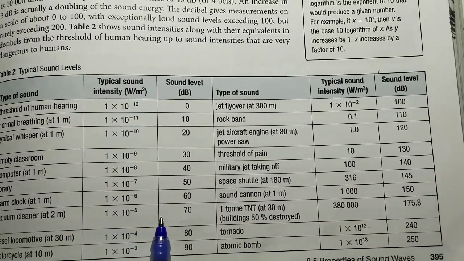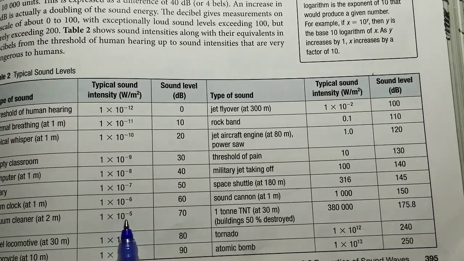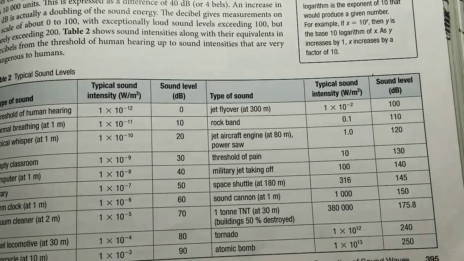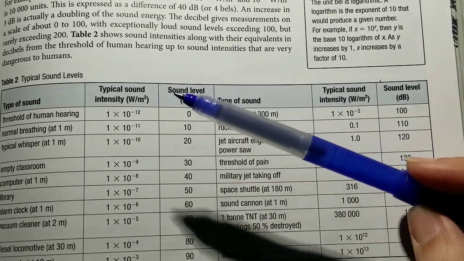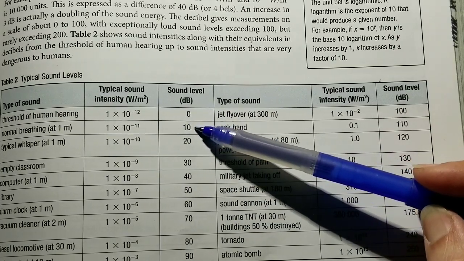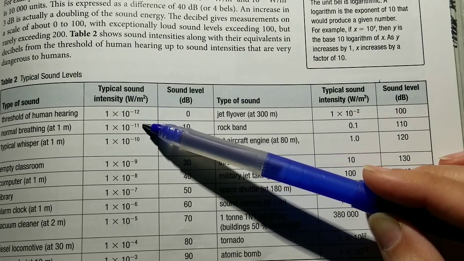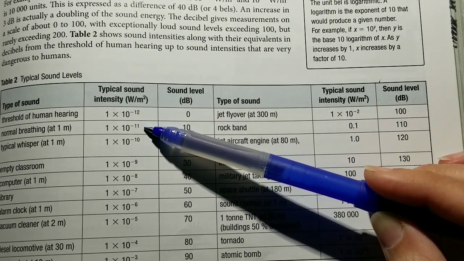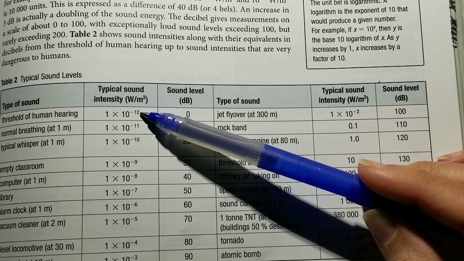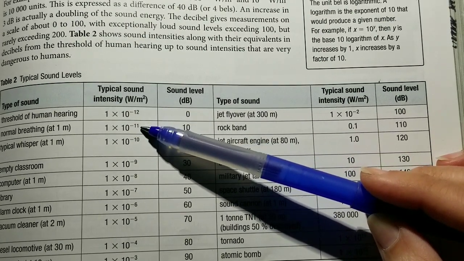So a vacuum cleaner is 70 decibels, and it's 10 to the power negative 5. Now, if you're a math person, I don't know if you can see the relationship here, but every time this changes by a factor of 10, so I go 0 to 10, this also changes by a multiple of 10. Okay, so if I take 10 to the negative 12 and I multiply by 10, the exponent is getting reduced by 1, and so on and so on.